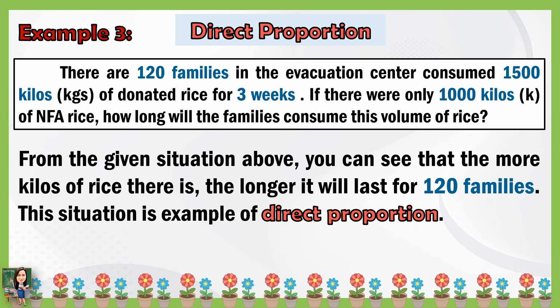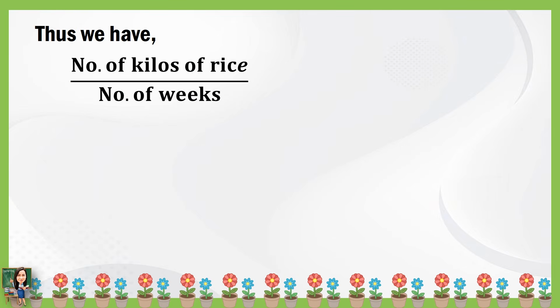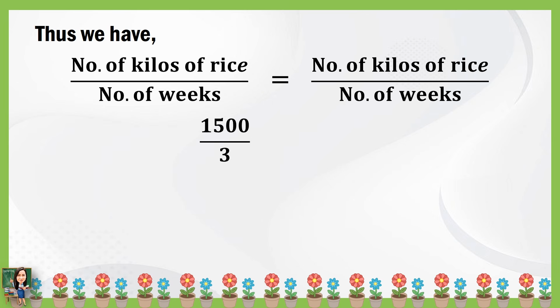This situation is an example of direct proportion. Thus we have number of kilos of rice is to number of weeks. The number of kilos of rice is 1,500 and the number of weeks is 3. 1,500 is to 3 equals number of kilos of rice, 1,000, is to number of weeks, n. We will find n.